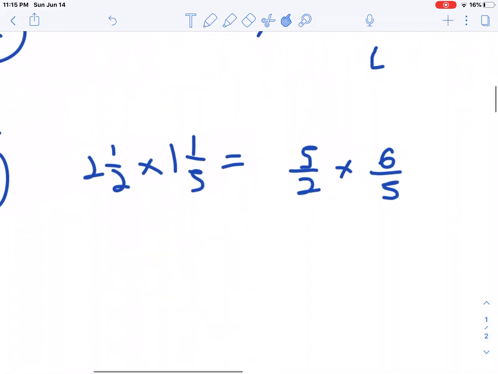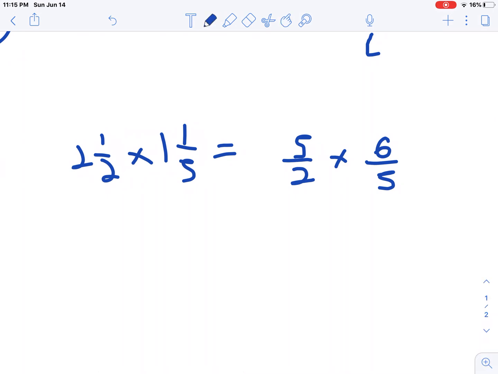My iPad is very glitchy, I'm sorry. You can't tell, but alright.